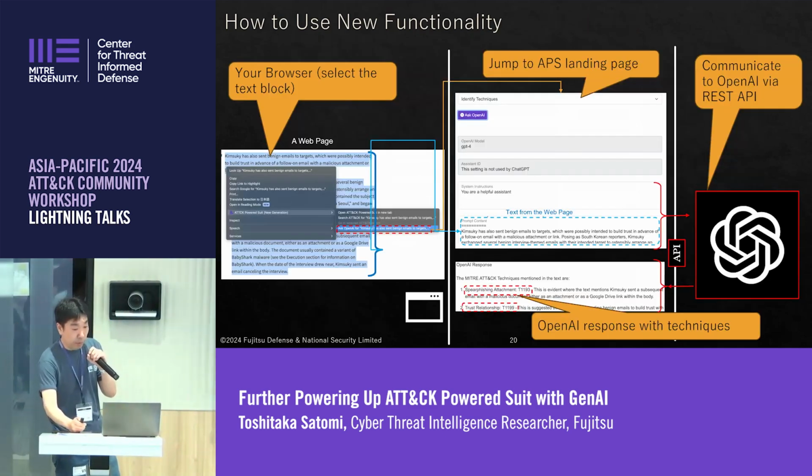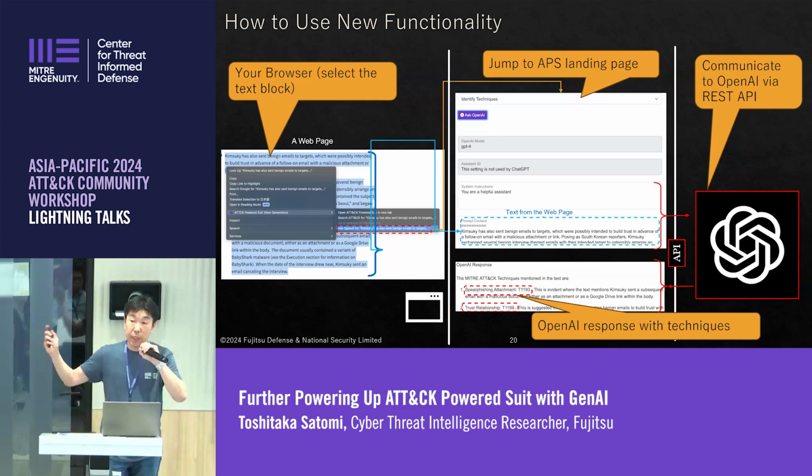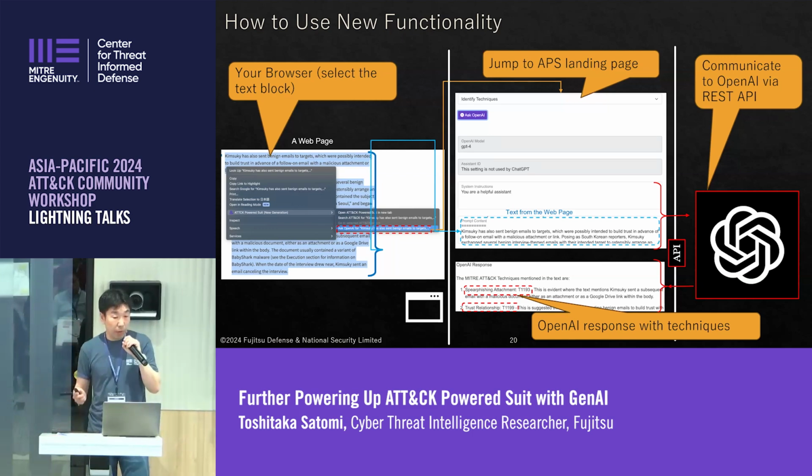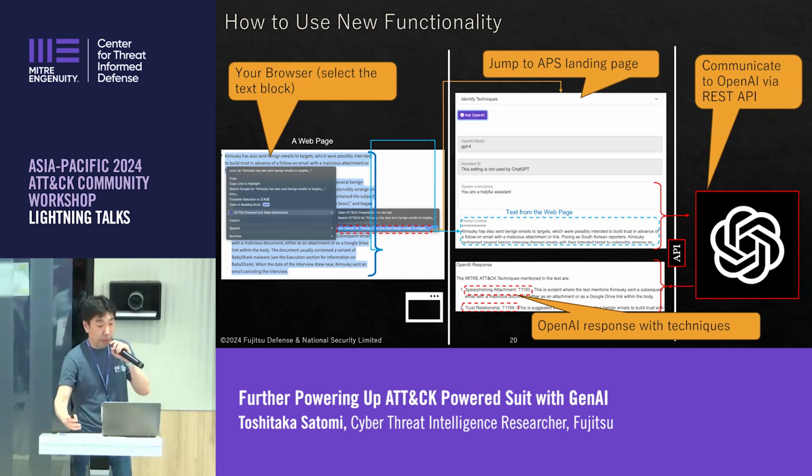Okay, recap of the demo movie. A defender watches a certain security blog. When the defender finds an interesting text block, like the screenshot on this slide, they select the text block and right-click. After that, they jump to the Attack Powered Suit landing page. When the defender selects a configuration, the prompt is automatically filled with the prepared settings.